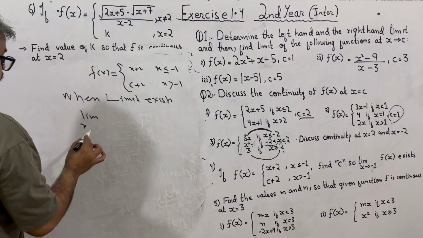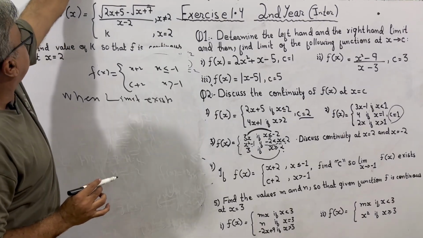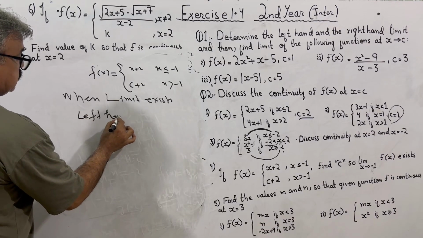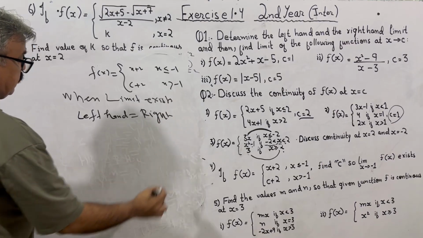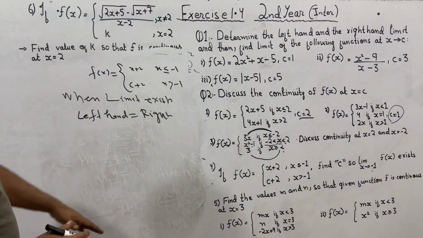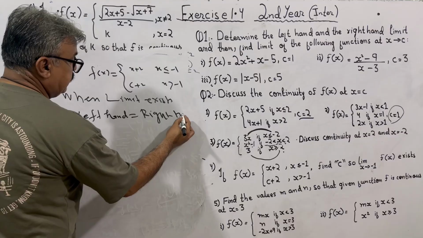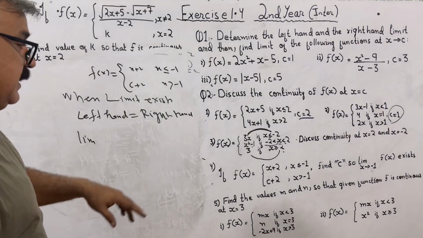When the limit exists means the left hand limit is equal to the right hand limit. In that case, we don't have to prove the limit exists. It is given to us. If the limit exists, find the unknown. It means we are given that the left hand limit is equal to the right hand limit. Here, what is the function at minus 1?